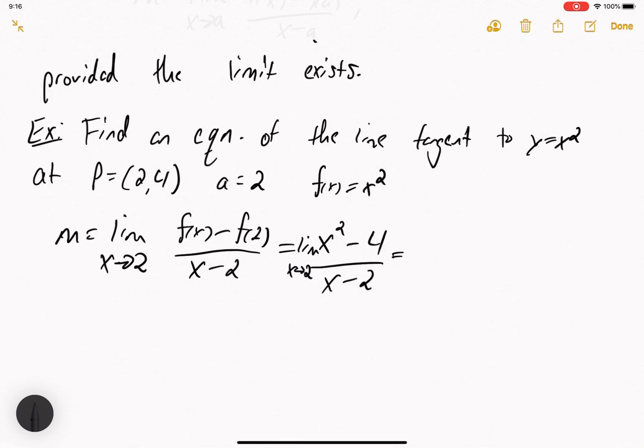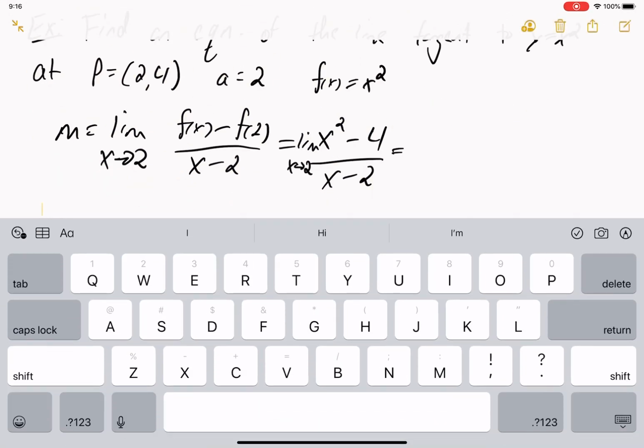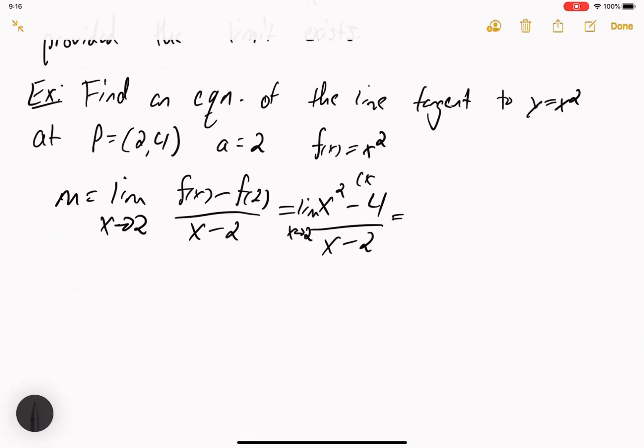And the x squared minus 4 will be x plus 2 times x minus 2, so x minus 2 will cancel, leaving you with just the limit as x goes to 2 of x plus 2, and then by continuity, that's just equal to 4.